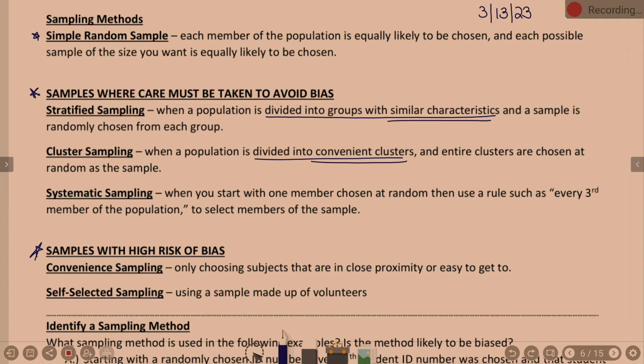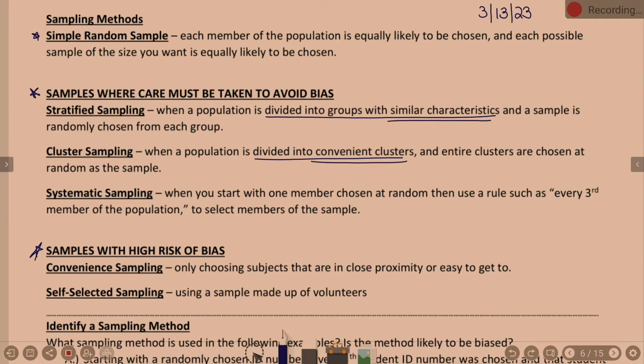And then the other two categories fall under the samples with high risk of bias. One of them, convenience sampling, is only choosing subjects that are in close proximity or easy to get to. So no matter what the survey is about, saying, okay, this survey is going to represent Tri-Central High School, but I'm just surveying this class. Because it's convenient. It's easy, right? I don't have to do any extra work to survey you guys. You're right here. So convenience sampling.